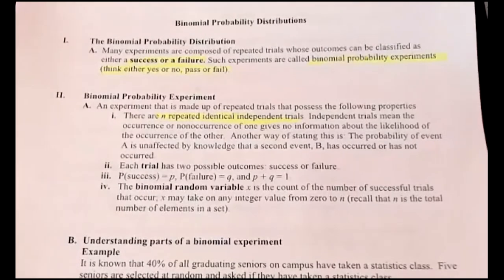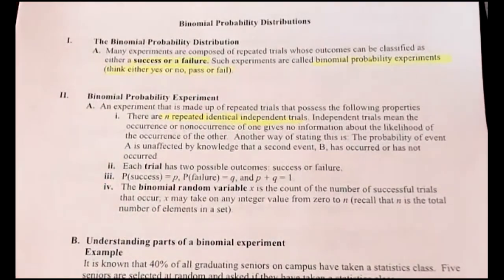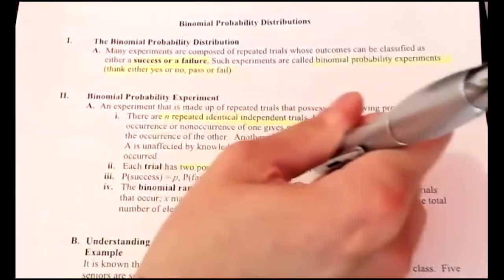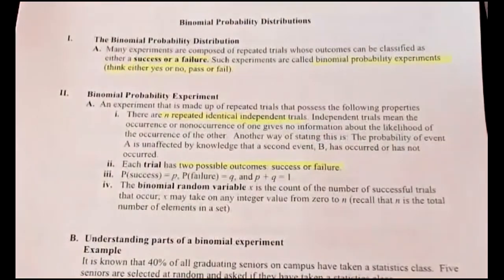Thank you, Hope. Lucy, would you read parts 2, 3, and 4? Tell us more about this binomial probability experiment. Each trial has two possible outcomes, success or failure. And then it says P(success) equals p, and then P(failure) equals a backwards p.